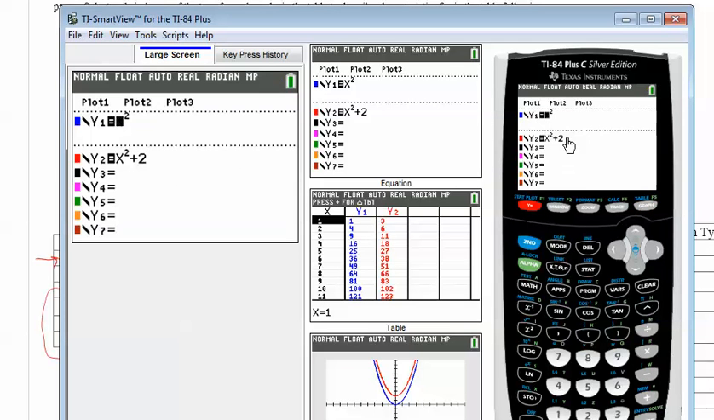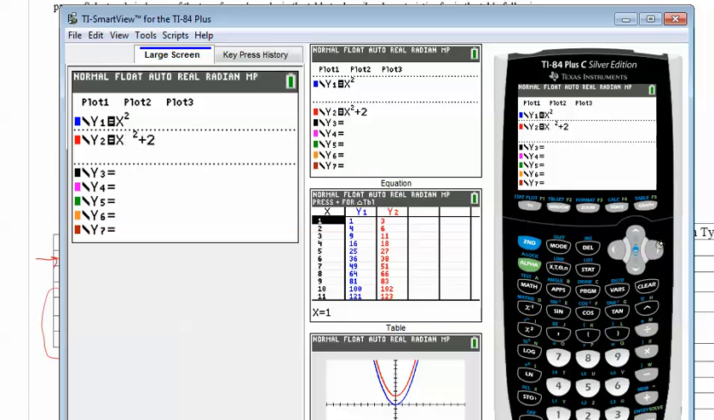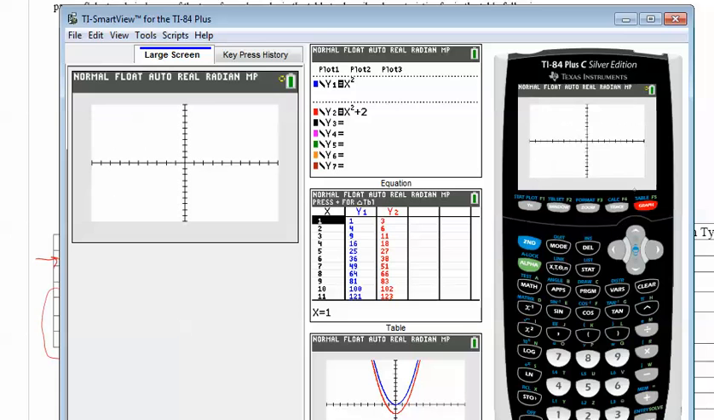So going back, and then I'm going to come down. I don't have to clear out anything. I just changed the sign. So what happens when that's a minus? And you don't want to use the negative. Make sure you use a minus. Otherwise, it's going to multiply by negative 2, which is not the effect that you want to get. Okay, so I'm going to hit graph.